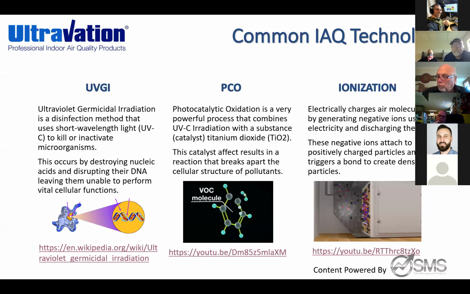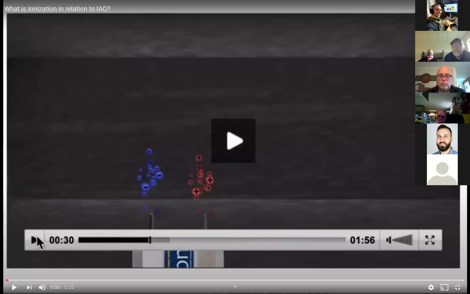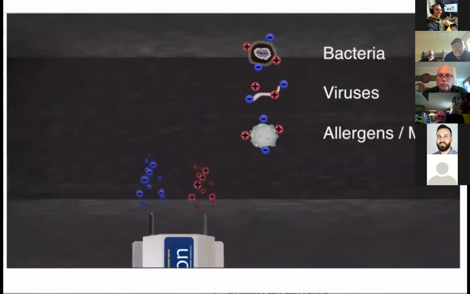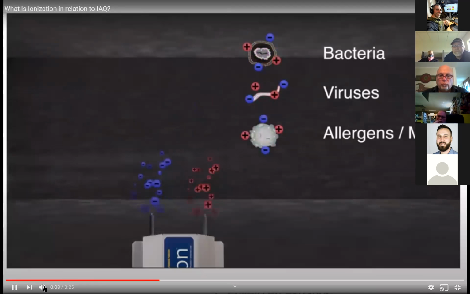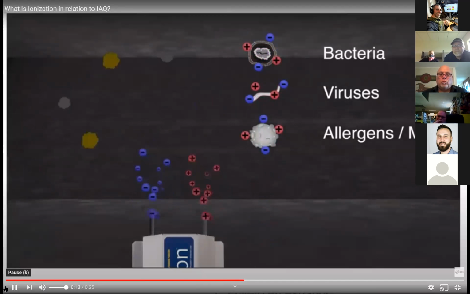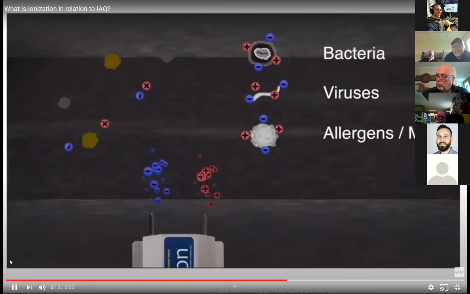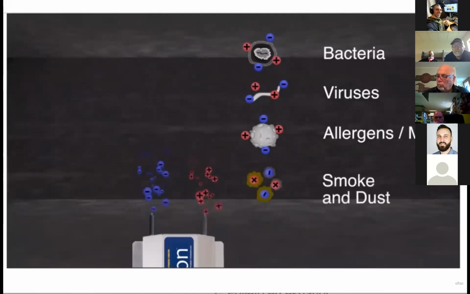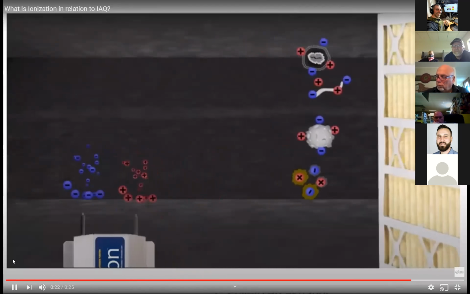So we'll go ahead and watch a small video on this, and I'm basically going to talk through what's happening while the video is playing. So you'll see the Orion at the bottom of the page there, and you'll see the little negative and positive ions coming out of this, which is going to basically, in the most simplistic terms, clump up these different things that are listed here on the right. So bacteria, viruses, allergens, mold. It's clumping those up and allowing them to be caught in the air filter.